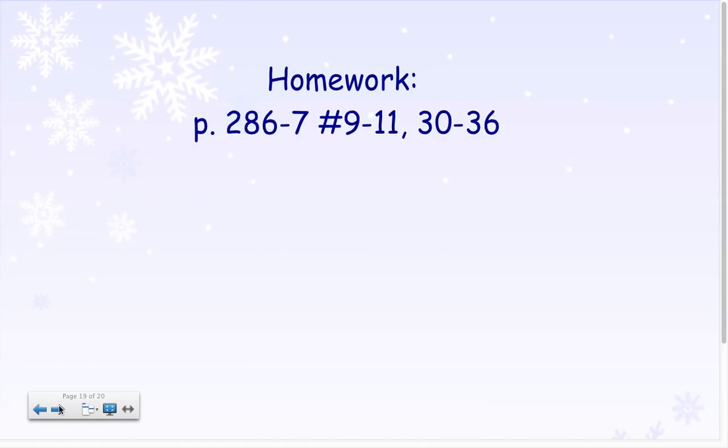Your summary and your homework for this lesson is page 286, numbers 9 through 11, 30 through 36. You do need to use SUI. You don't have to write out what each word means, but you need to have SUI written next to each problem, and then your inequality written and solved.